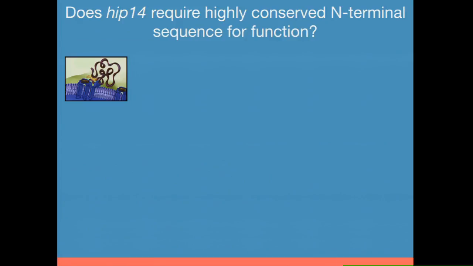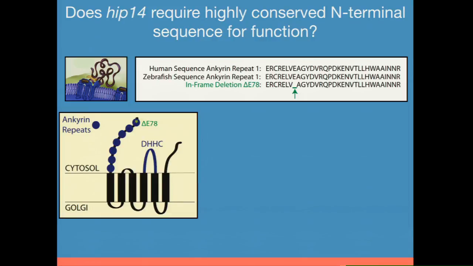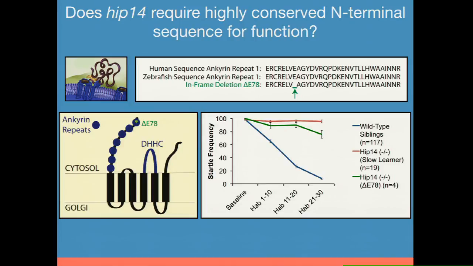And so in order to determine whether HIP14 requires these highly conserved N-terminal sequences for its function, I used my CRISPRs to generate in-frame deletions. And so I recovered an in-frame deletion of amino acid number 78. This should result in an intact protein that just has a deletion of a single amino acid. And much to my surprise, this resulted in a pretty severe learning deficit.